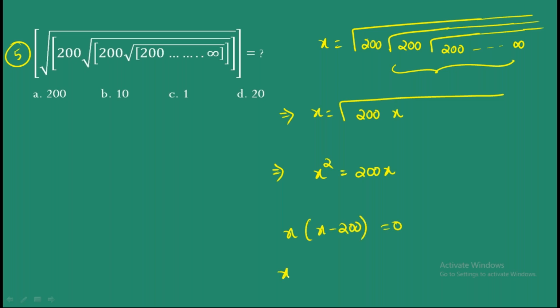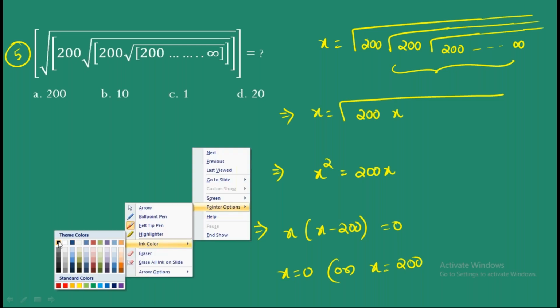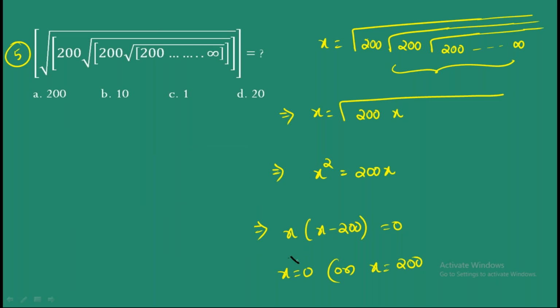x may be 0 or x is 200. See, square root of a positive value is not 0. This is logically wrong. x value is 0, logically wrong. Mathematically, we can say x may be 0, but logically, if you check it out, this is wrong. Yes, x value 200 is correct. Got it? Fine, if it is up to infinite terms, okay.